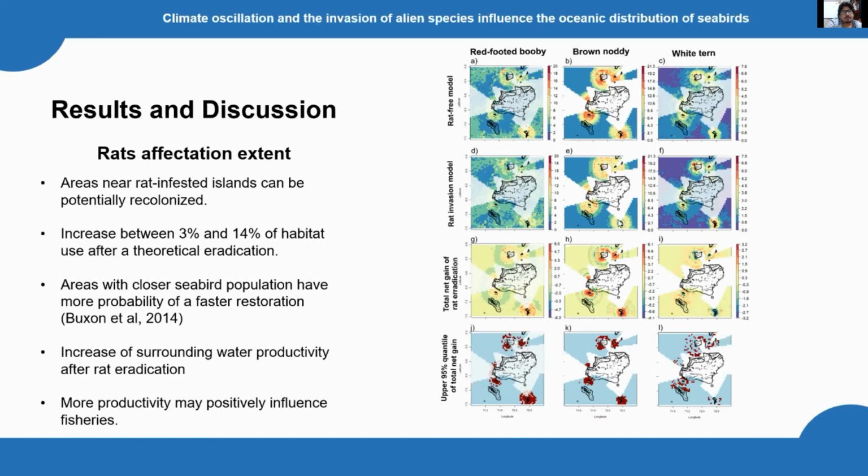Finally, by reducing invasive species, we can increase bird populations, and this increase may raise the productivity of the surrounding water, which may function as an interesting signal for restoration of coral reefs. This enhanced productivity may also influence fisheries worldwide, because as areas are more productive and less impacted by invasive species, some positive effects on fisheries can be found.